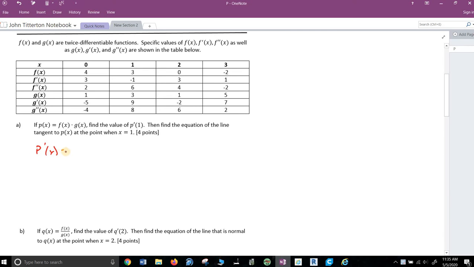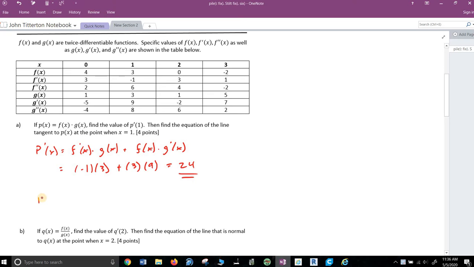So p prime of x equals f prime of x times g of x plus f of x times g prime of x equals -1 times 3 plus 3 times 9. By the way, I screwed this one up, so don't do that. Don't screw it up. It's a little too easy to screw up. This is actually kind of nice.